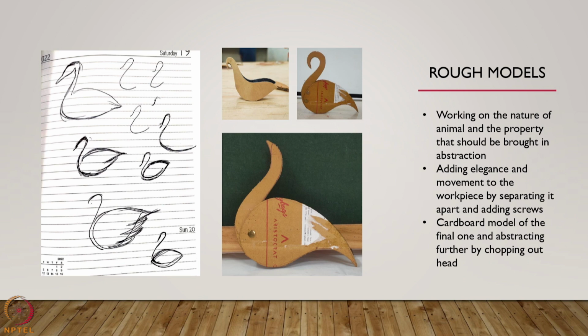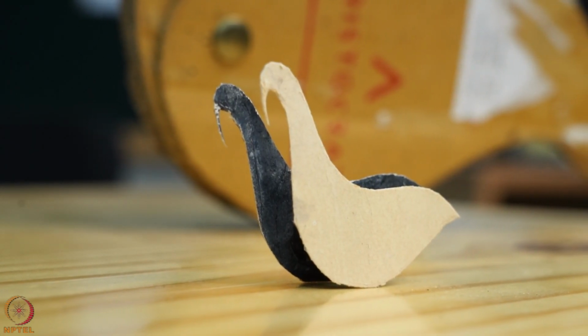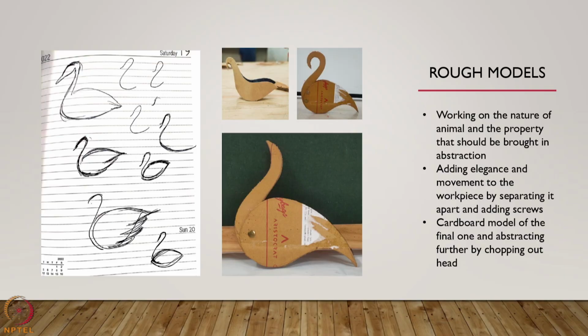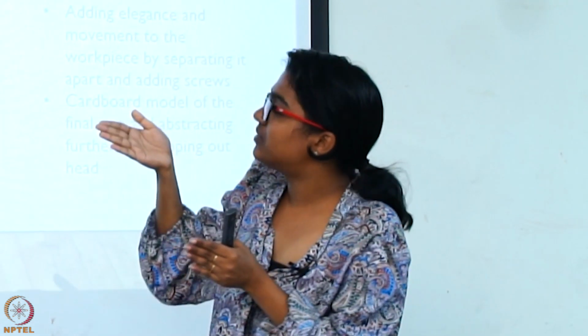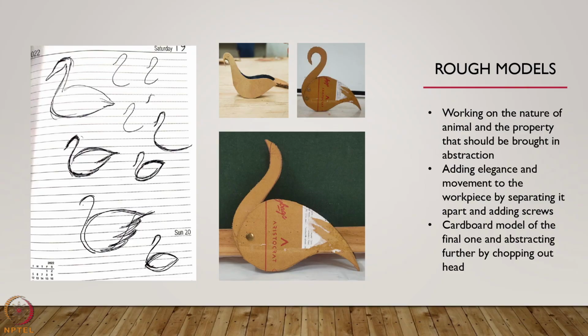After that, we thought we had to bring movement to the model. So we cut this part into two halves so that the neck part comes first and the body part comes next. We came up with another form, this one. The neck now had two parts, and I kept the neck part inside so that the movement of the swan can be seen, as well as the elegance with the curves.